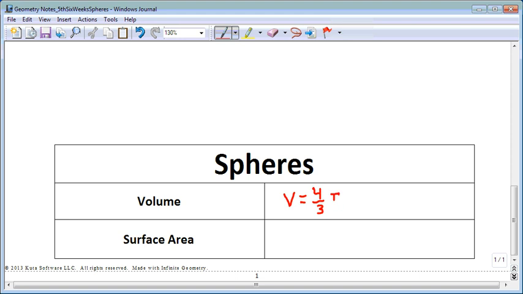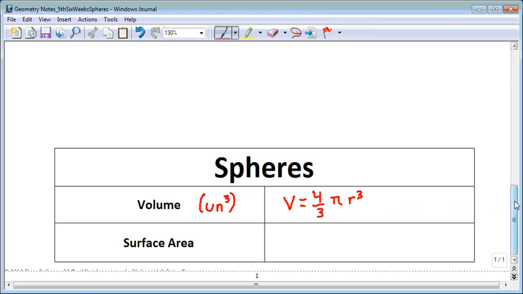Pi times the radius cubed. And once again, just as a reminder, volume is measured in units cubed, since we deal with three-dimensional objects for volume. So let's work a few problems.